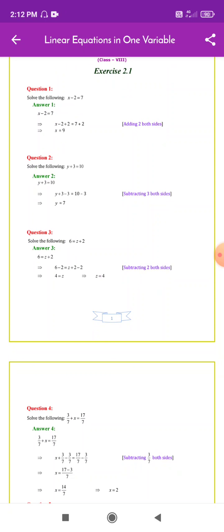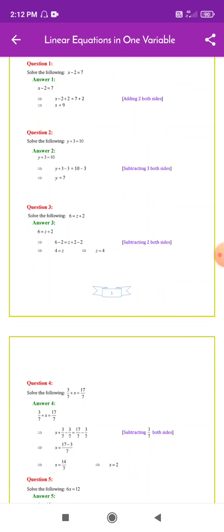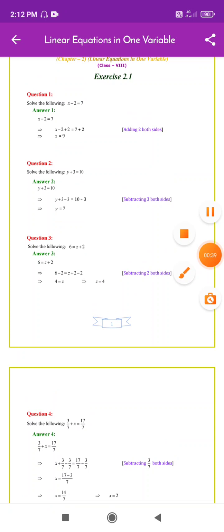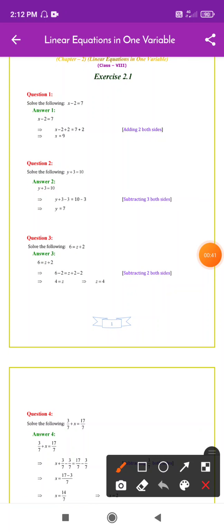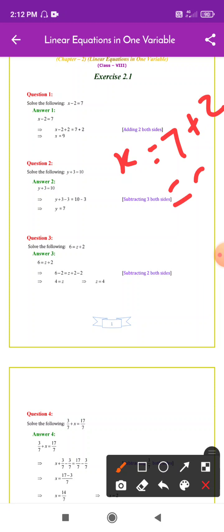Go to question number 1. Solve the following: x minus 2 equals 7. The first question is x minus 2 equals 7. So how are we going to solve it? Students, if you want to do it directly, we can do that. Then x equals 7 plus 2, which equals 9. You can do it like that also, but let us see how we are going to do it.